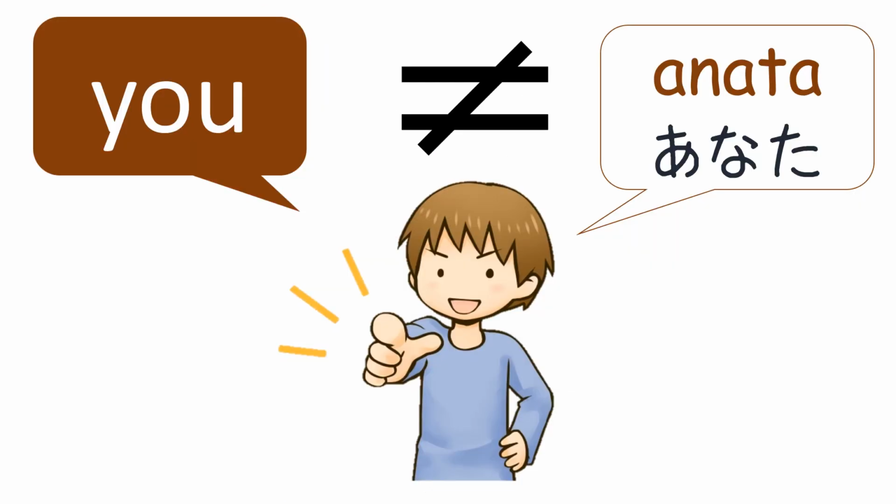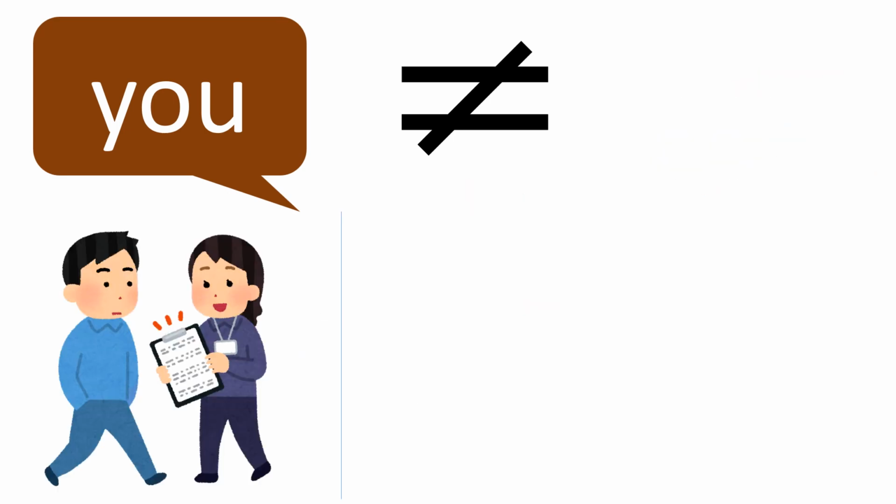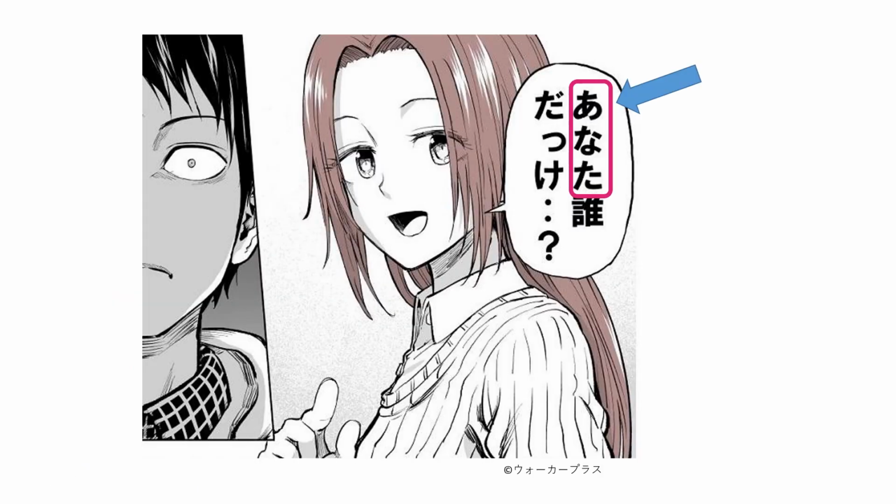Okay, now let's go back to the typical translation of you, あなた. Anata is used in two totally different ways. One is to a general audience or stranger, which sounds businesslike. So in this cartoon, this girl is saying, あなた誰だっけ? to the person she doesn't know so well.